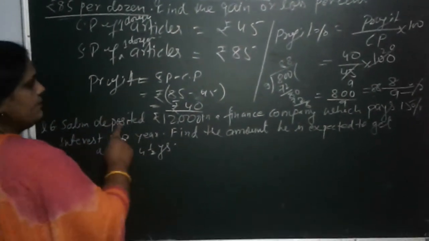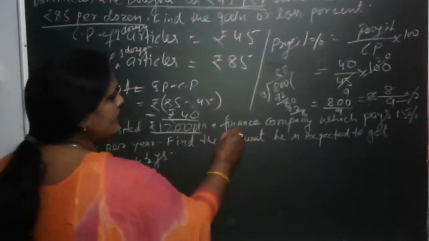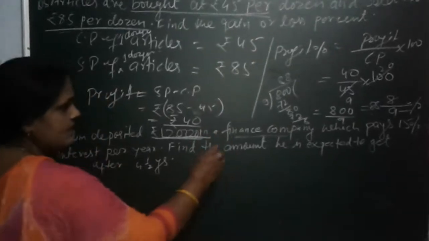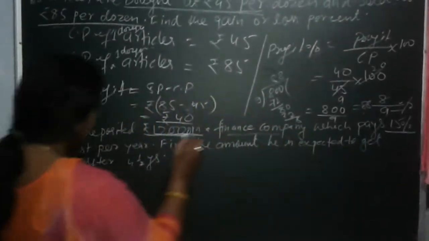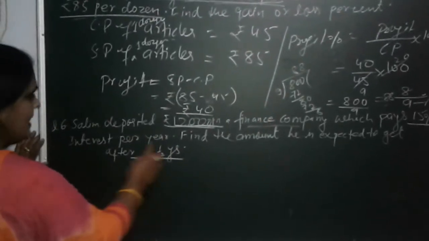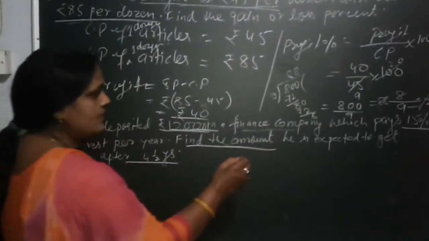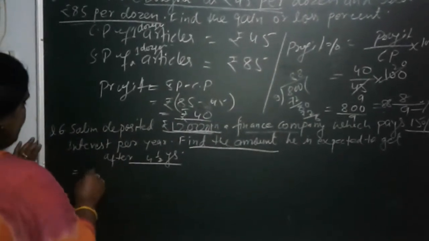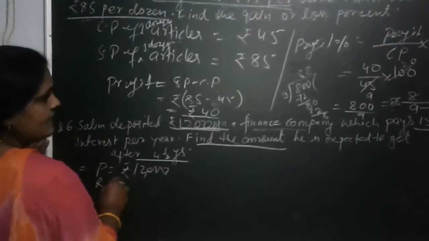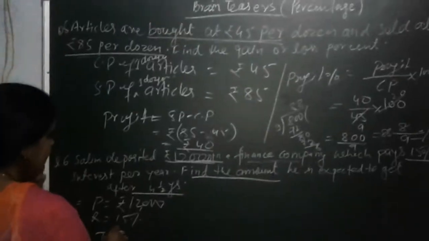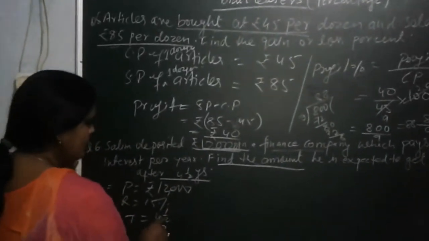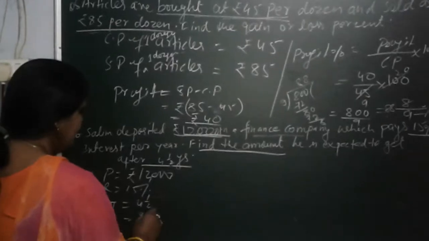Question number 6. Salim deposited rupees 12,000 in a finance company which pays interest. In this question children, principal is given, the rate of interest is given and time is given. So first of all you have to find out simple interest. After that you have to find out the amount. So principal is equal to rupees 12,000, rate of interest 15% and time is equal to 4 whole 1 by 2, that means 4 2s are 8 and 1, 9 by 2 years.